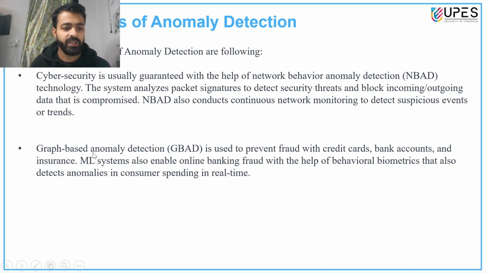Another use case could be graph based anomaly detection. It is used to prevent fraud with credit cards, bank accounts, and insurance. ML systems also enable online banking fraud detection with the help of behavioral biometrics that also detects anomalies in consumer spending in real time.